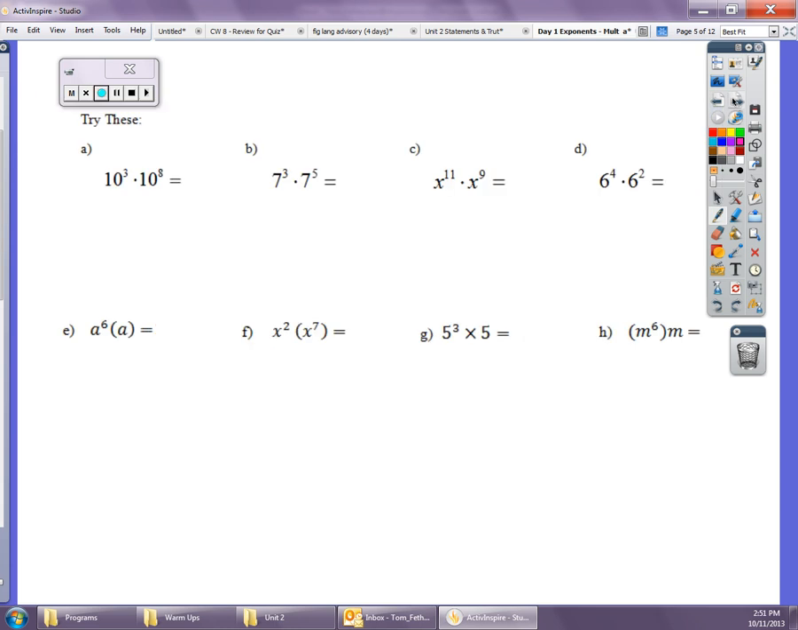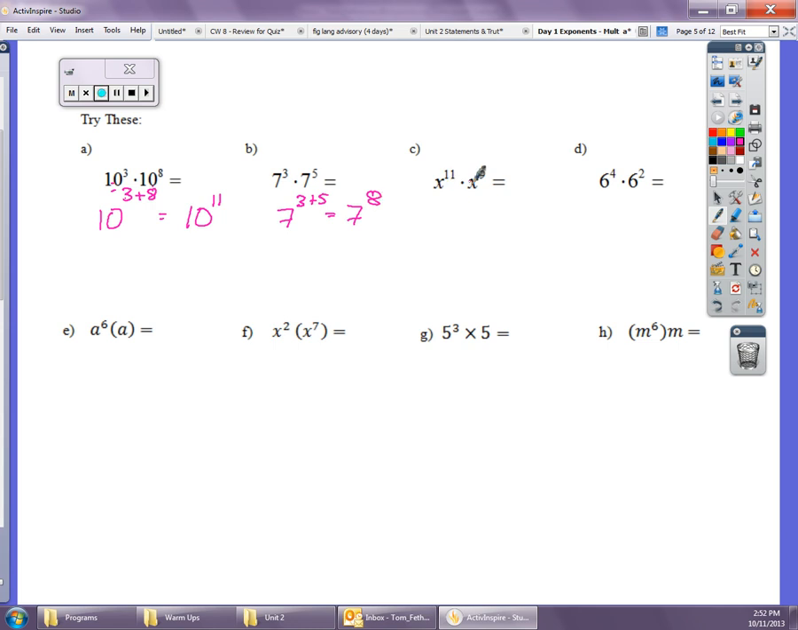And now let's look at a couple of examples. Try these. Well, we have 10 to the third times 10 to the 8th. These are the same base, so we can add the exponents. 3 plus 8 is 10 to the 11th. And later on we'll get into evaluating what 10 to the 11th means. So 7 to the third and 7 to the fifth, same base. So we have 3 plus 5, which is 7 to the 8th.